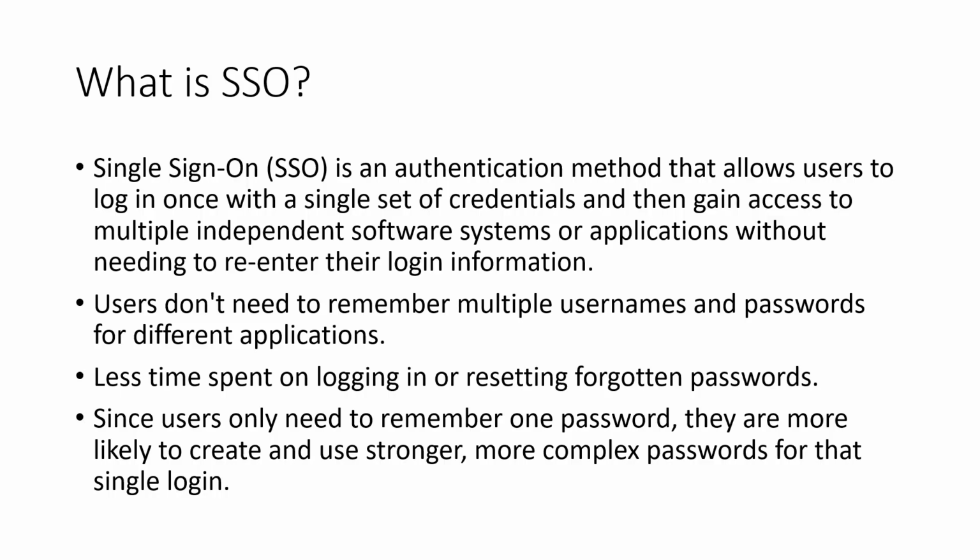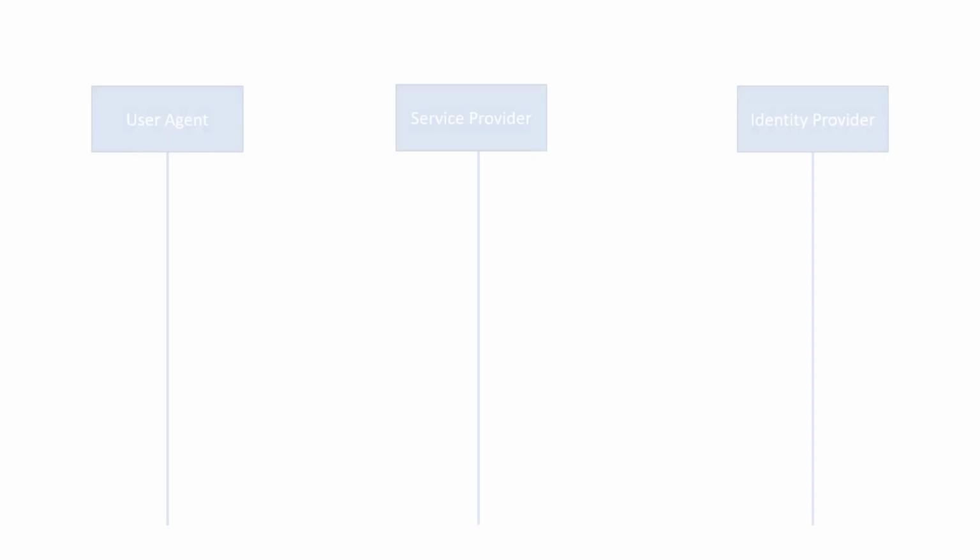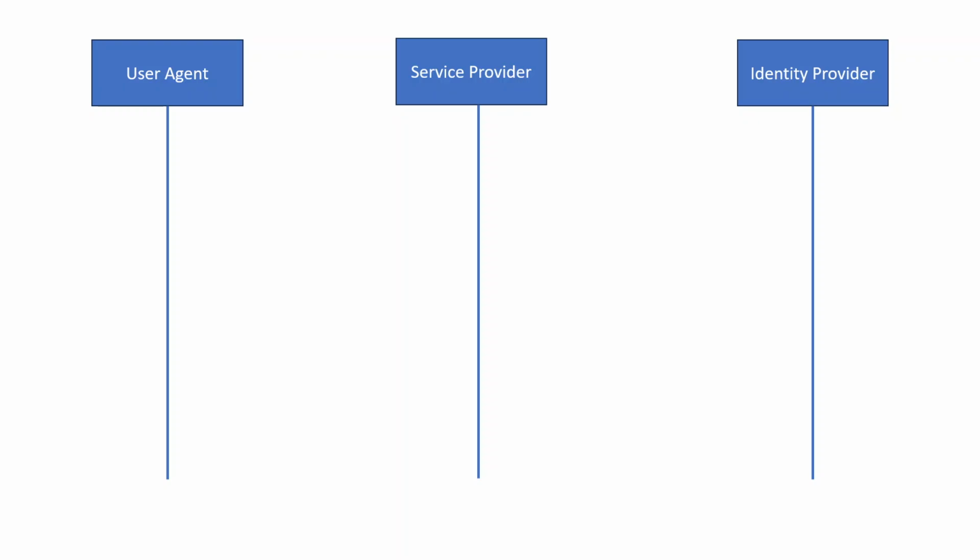Now let us talk about the different components or parties involved in SAML authentication. There are generally three parties, or we can say the three pillars of SAML authentication. The first one is the user agent, the second one is the service provider, and the third one is the identity provider. The user agent you can consider as the browser of the client. The service provider would be the application server, and the identity provider would be the server responsible for the authentication part. Now let us go one by one.